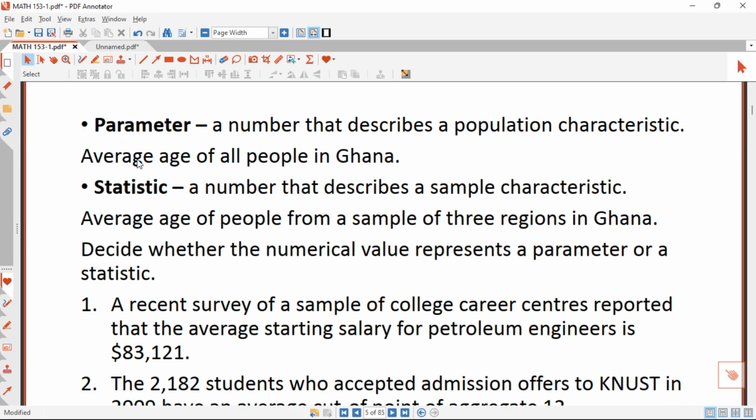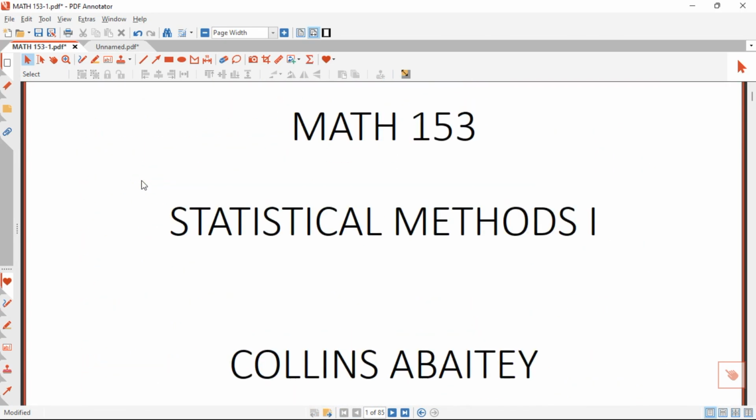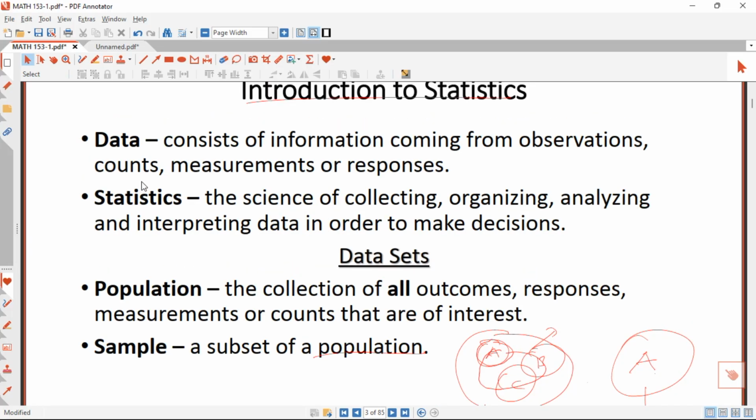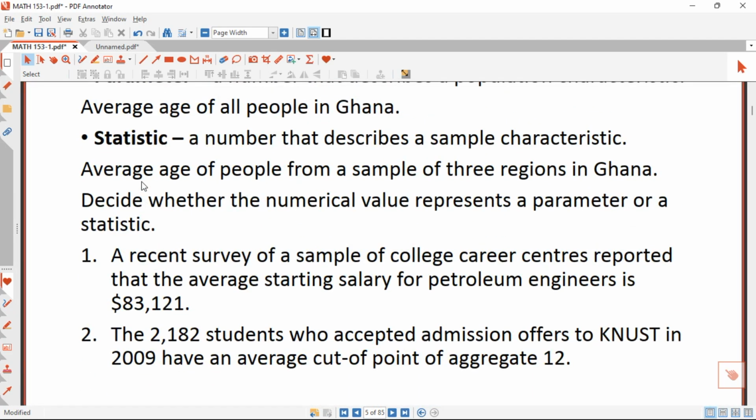For statistics, please don't confuse yourself with the statistics we saw above, which is the course itself: the science of collecting, organizing, analyzing, and interpreting data in order to make decisions. But this one is called a statistic, a number that describes a sample characteristic, and we have seen these: the sample mean, the sample variance, and the sample proportion.